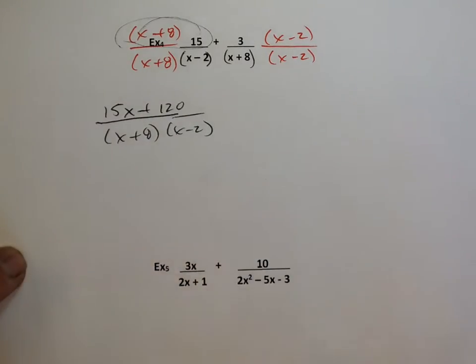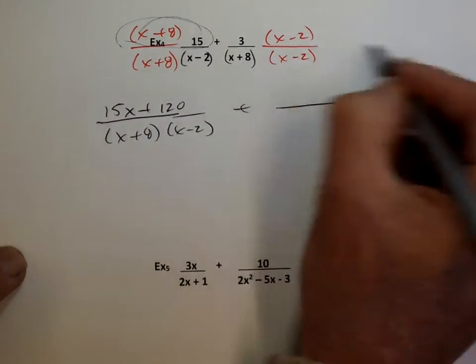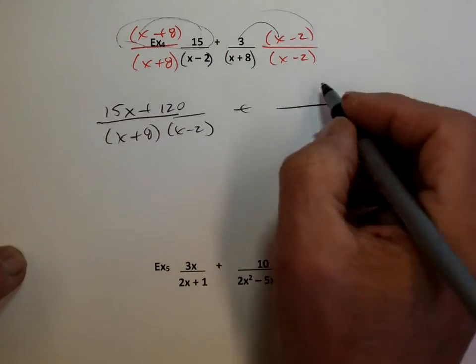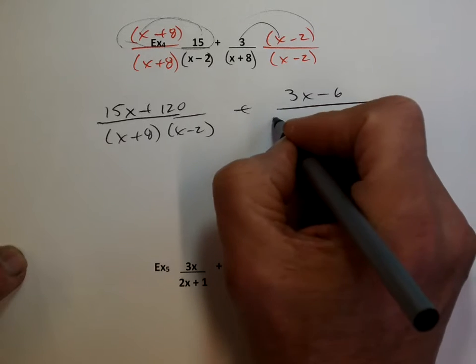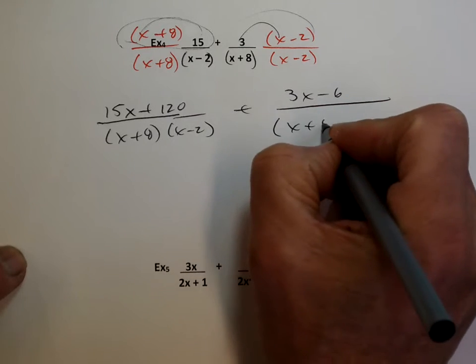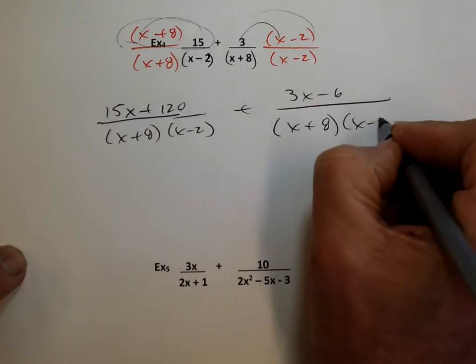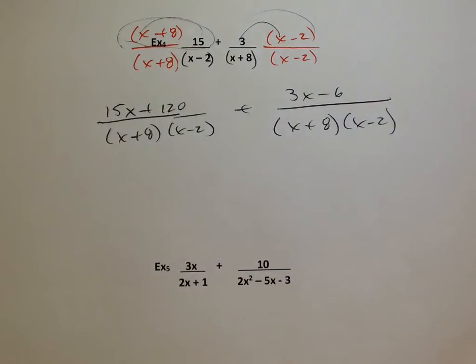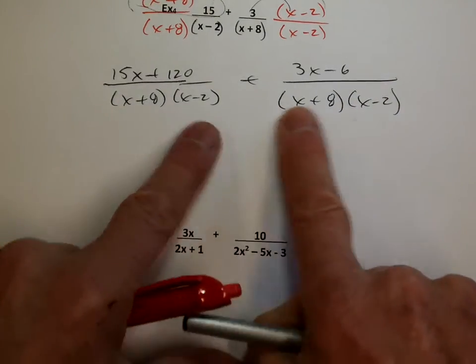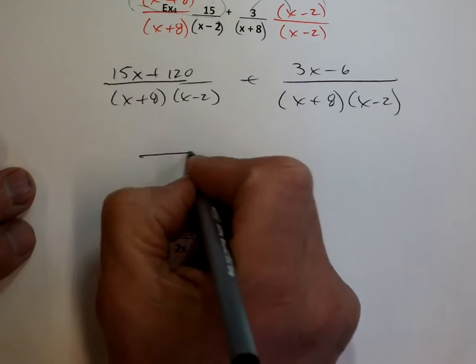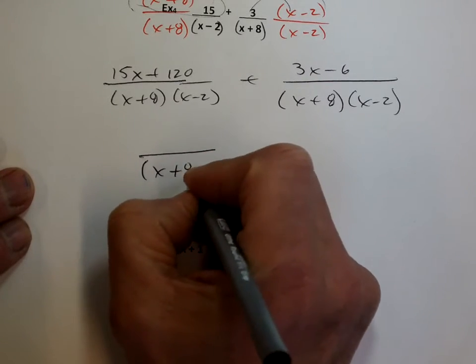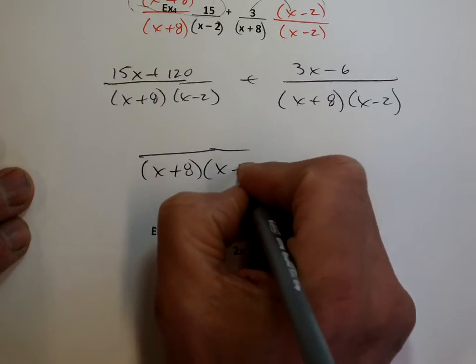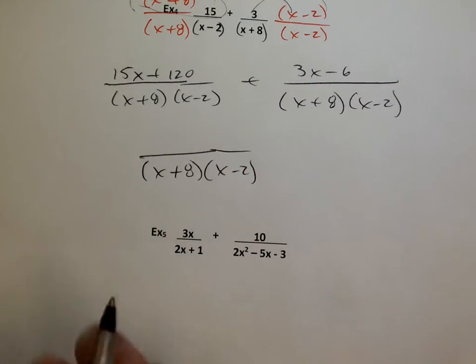So I have to do that. Plus, let's see what I get on this second fraction. So I've got to distribute. I'll have a 3x minus 6 over, well, my x plus 8 and my x minus 2. Now, when I take a look at this, they have a common denominator. They really do. They're the same. So I can just write down my common denominator, which is my x plus 8 times my x minus 2. Now, if I do that, then let's add my numerators.